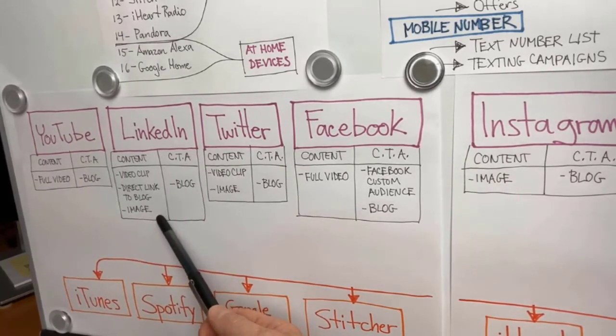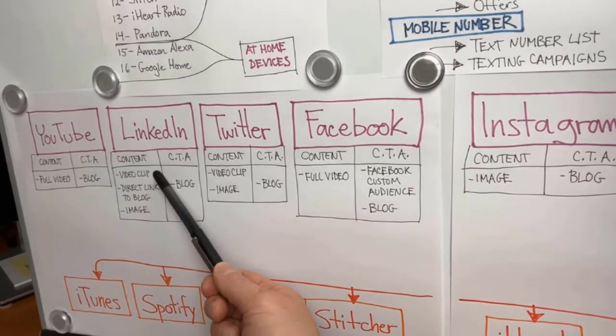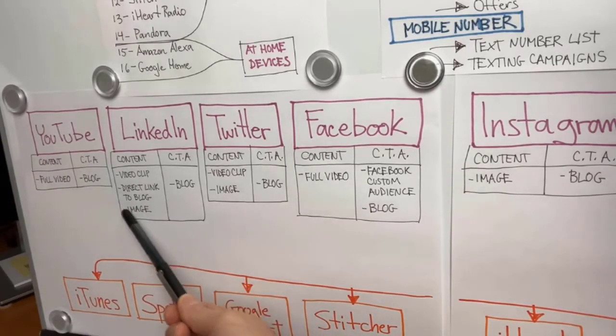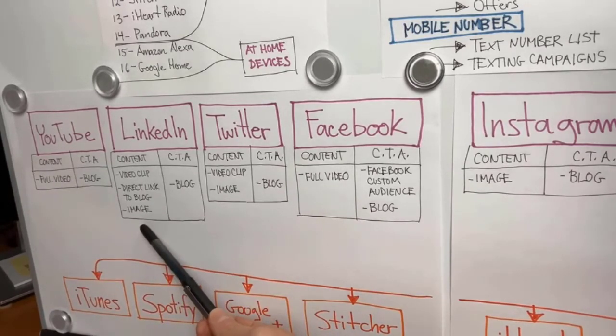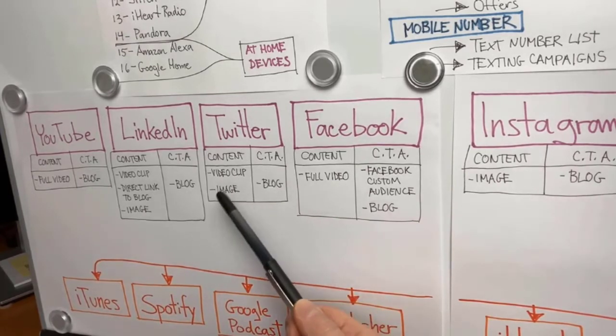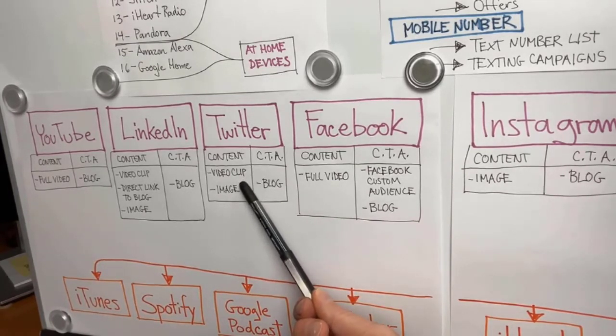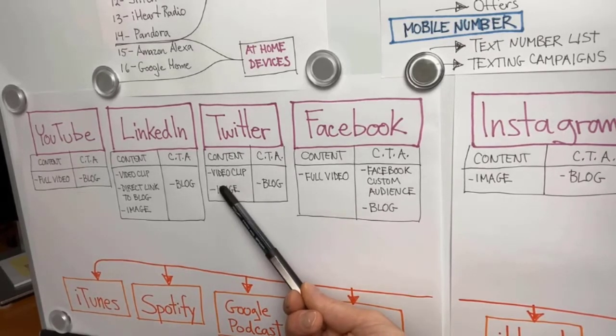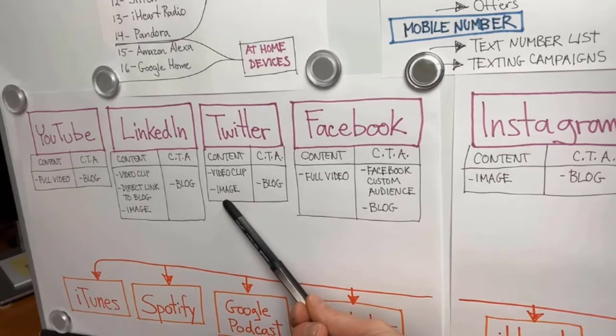On LinkedIn, we do 3 different posts. The different content types are a video clip under 10 minutes, a direct link to my blog, which generates an image on LinkedIn, and the third piece of content is an image. And the call to action for all 3 of these is to send them to my blog. On Twitter, the content is a video clip that is less than 2 minutes and 20 seconds. And the second type of content is an image. And yes, these are 2 different types of content, which means 2 pieces of content on Twitter.